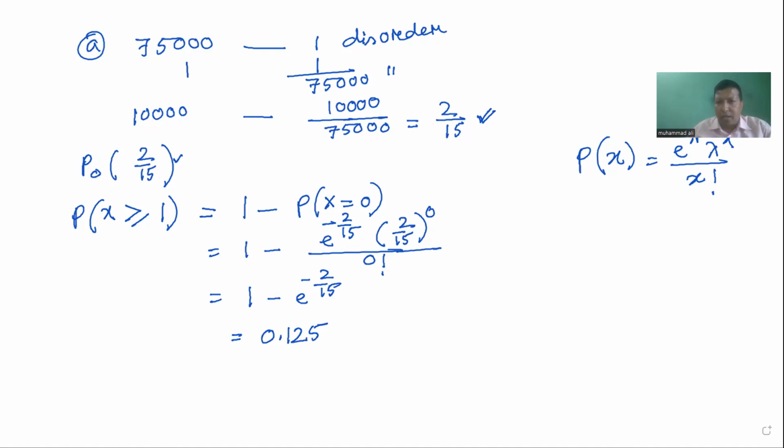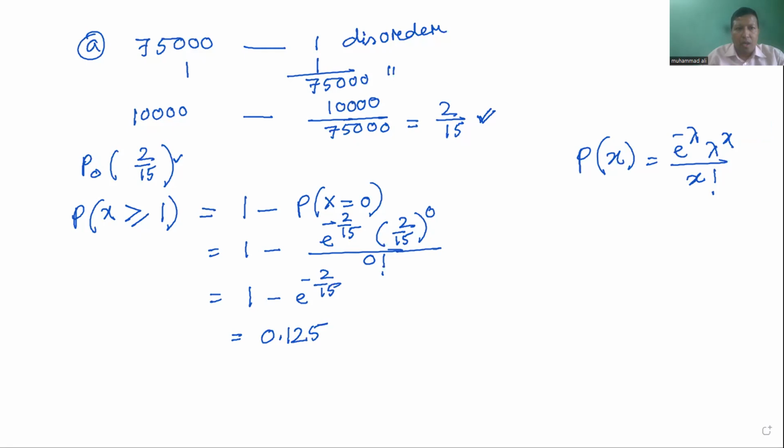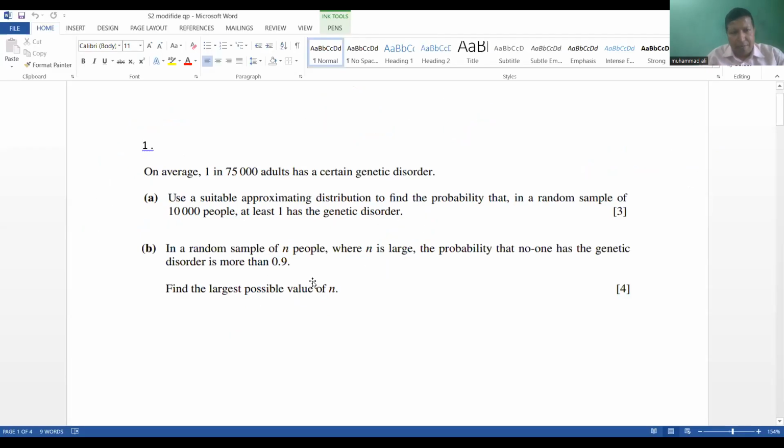Now we want to find out the B number answer. In a random sample of n people, now the number of people is n, where n is large, the probability that no one, that means x equals 0 here, has the genetic disorder is more than 0.9. So the probability that no one has the genetic disorder is more than 0.9. So again we have to rearrange the lambda.